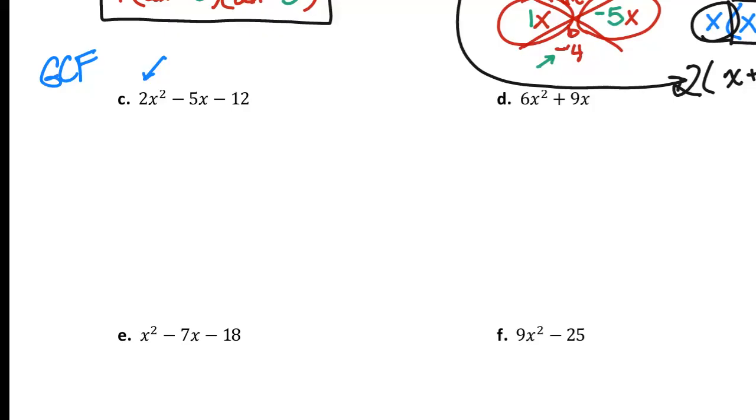Does 2 divide into 5 evenly? No. So I don't have a GCF. It's 3 terms. So what would I do next? X factor.